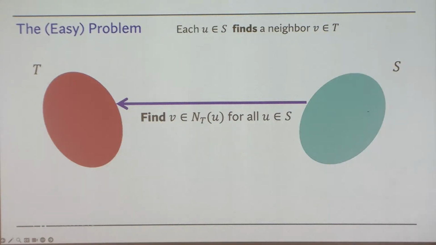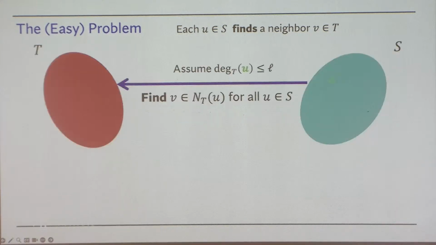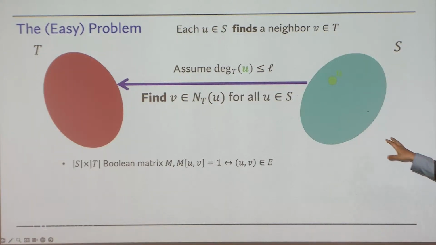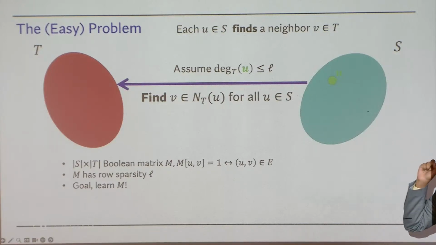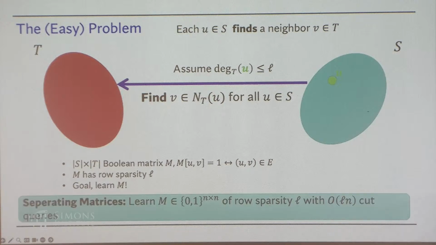Let's look at an easier problem where you do not sample, but you find one neighbor. Now, for the timing, assume that every vertex on the left-hand side has degree bounded by L. So essentially, this is a matrix problem, right? You can think of this side as the rows of the matrix, this side as the columns of the matrix, and you have row sparsity of L. And let's say you want to learn L. And for the timing, think of L as a constant at this point.